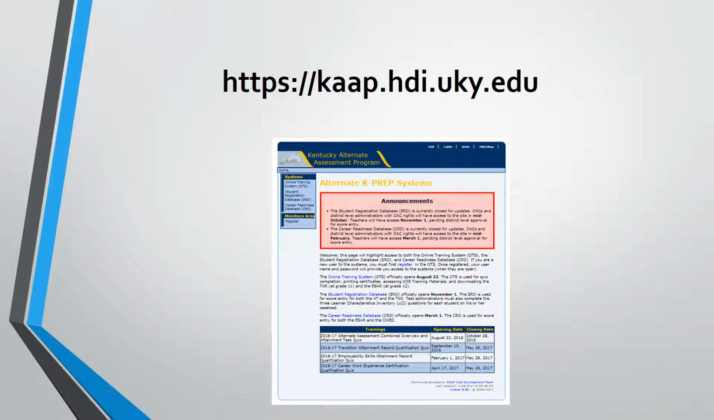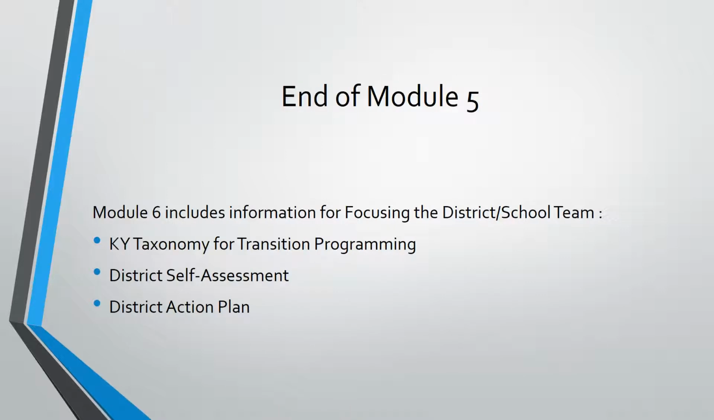You can explore the Kentucky Alternate Assessment Program website further by accessing the link to the site provided on the slide. This ends the training module for Career Ready Documentation and Data Collection. Module 6 will include information to assist district or school teams in preparing for the new Career Ready measures. The module includes information about the Kentucky Taxonomy for Transition Programming, the District Self-Assessment Instrument, and the development of a District Action Plan.